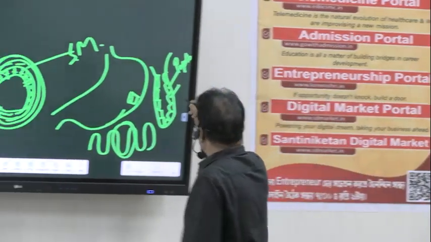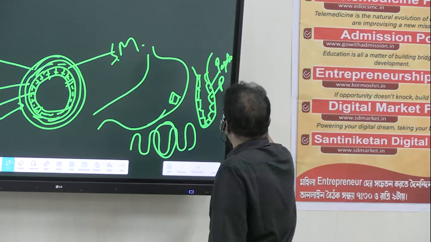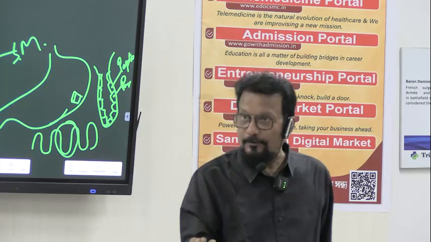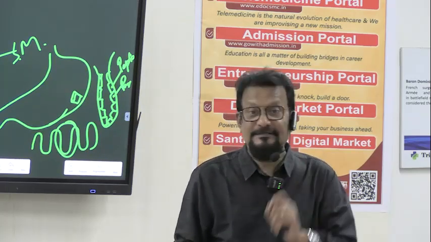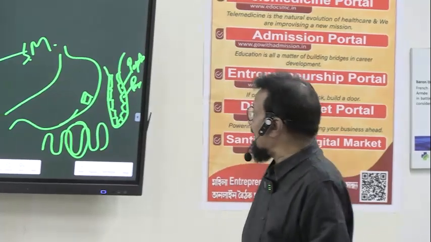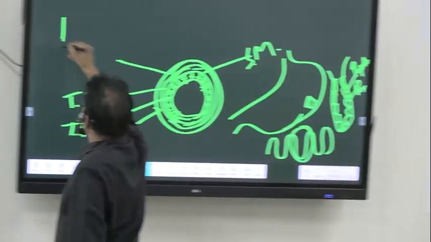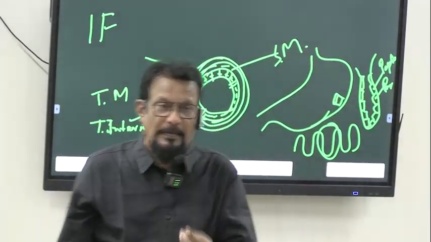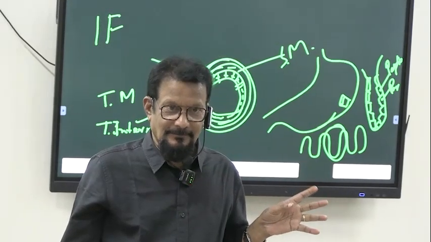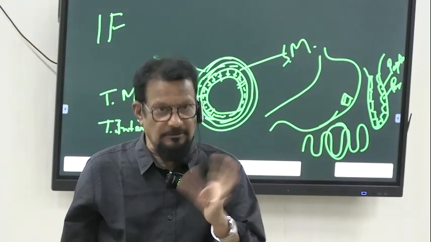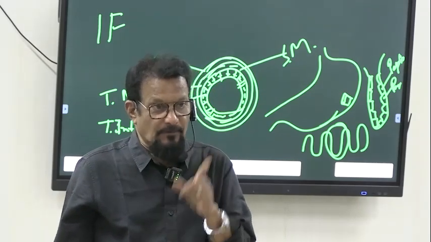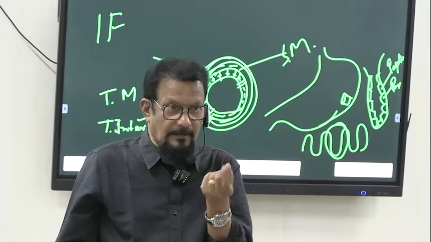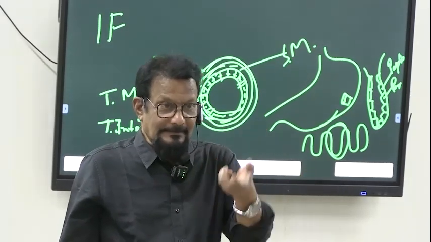And this oxyntic cell, or parietal cell, in addition to liberation of hydrochloric acid, produces one important thing called intrinsic factor, IF. Without this intrinsic factor, vitamin B12 absorption will not occur. You are eating vitamin B12, but it will not be absorbed. It is absorbed from the ileum of the small intestine, just before the large intestine. So from that part, it is absorbed.